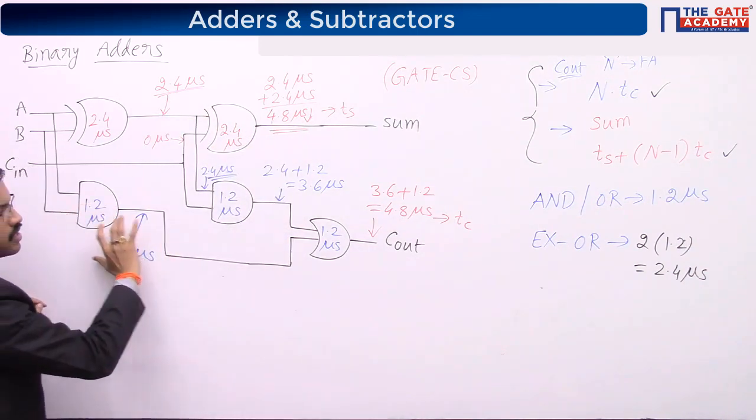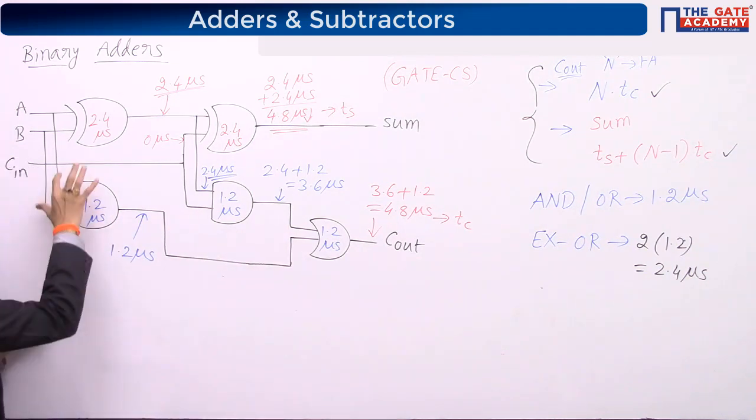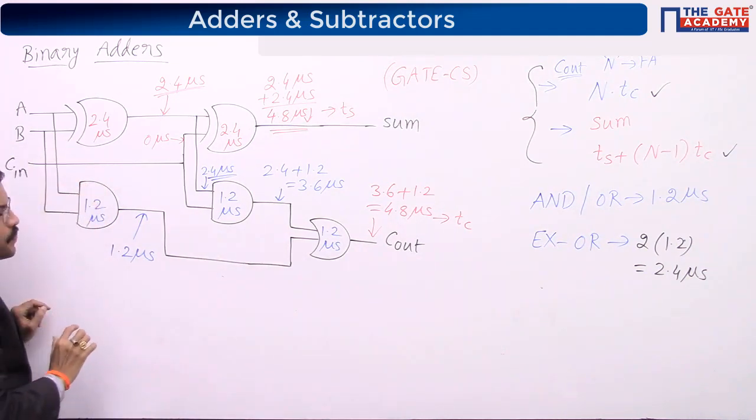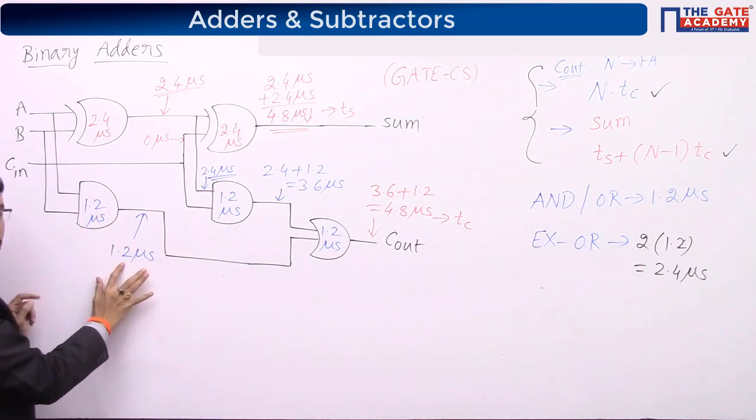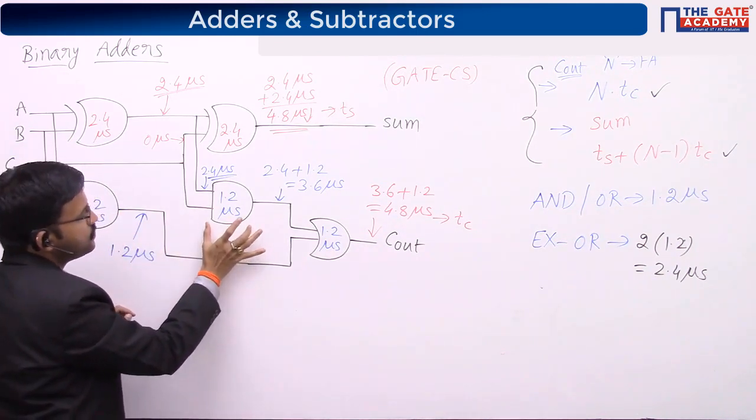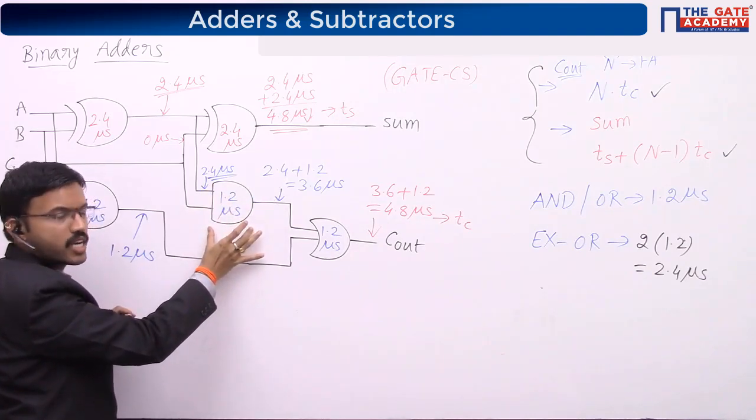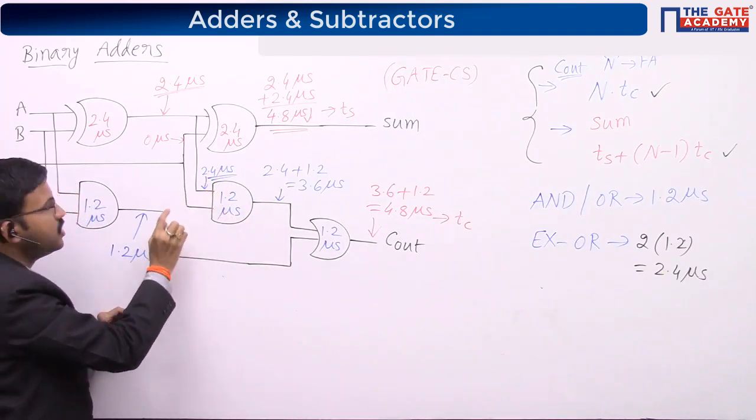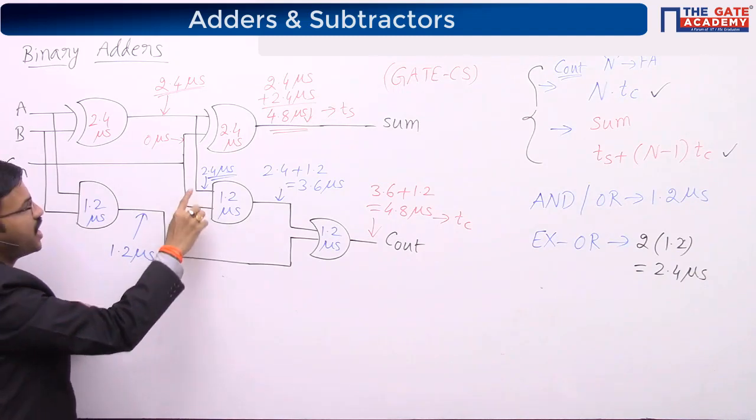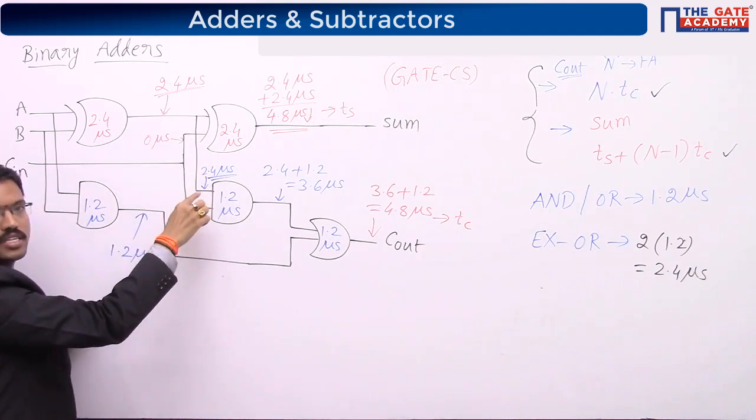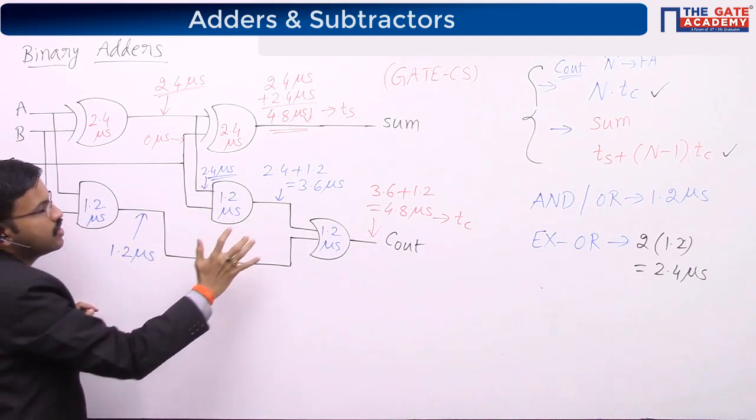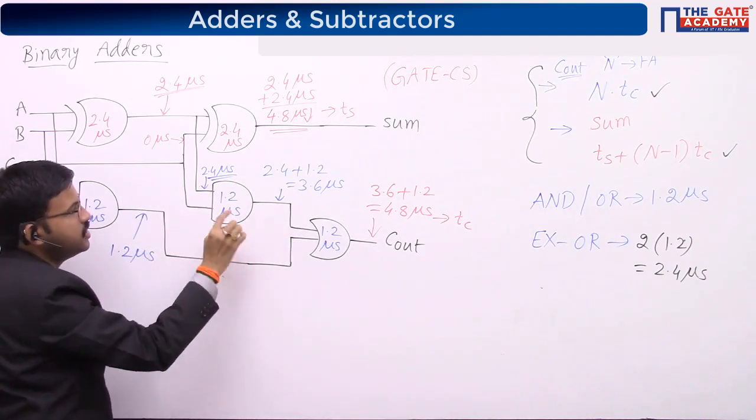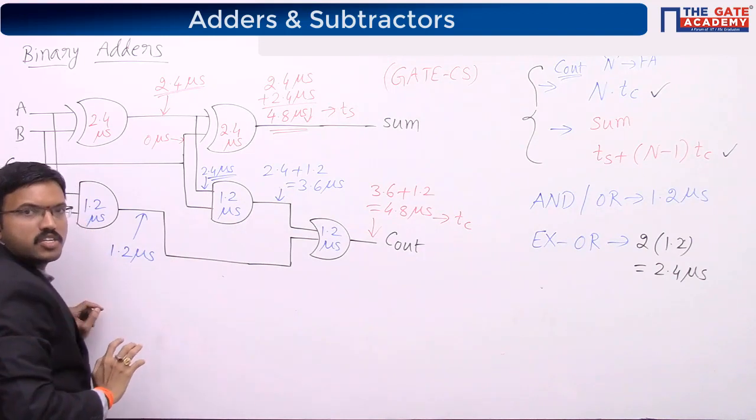Similarly, regarding carry, let us find out the time. Here both the inputs are coming directly, right? So the output of this AND gate will be valid at 1.2 microsecond. Similarly here, this AND gate requires 1.2 microsecond, but here one input is a direct input, and the other input is the output of this exclusive OR gate. This one is available at 2.4, so I will consider this one. Now, the output will be available at 2.4 plus 1.2, that is 3.6 microsecond.